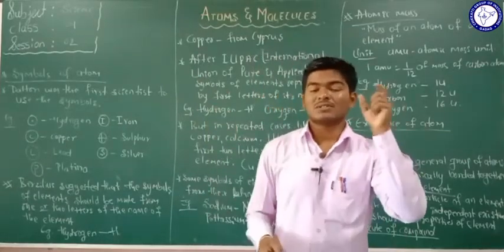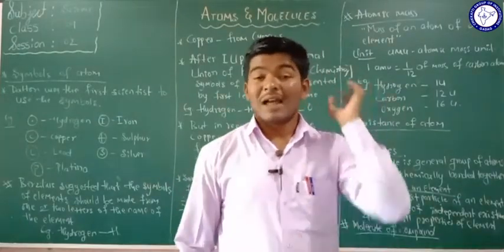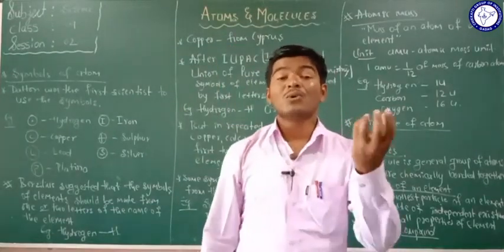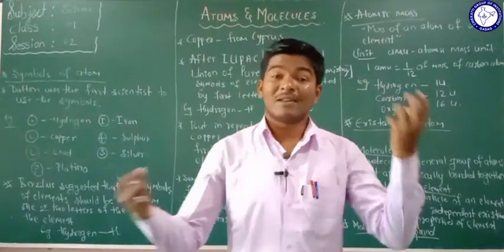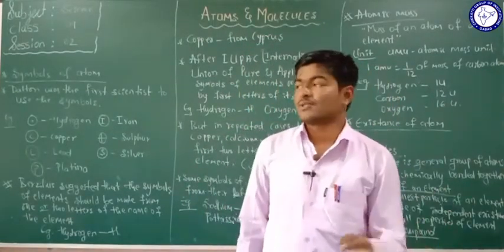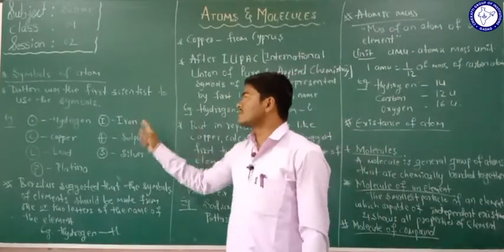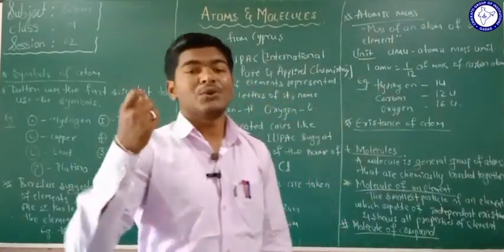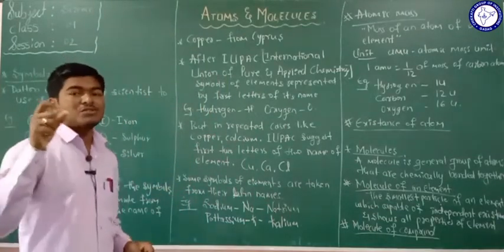But one question arises in your mind: how are we going to represent an atom? That question arose in the mind of the scientists also. How are we going to represent an atom, how are we going to name an atom? Dalton was the first scientist to use symbols to represent the atom. He started representing the atom using symbols. He made some symbols to represent an atom.